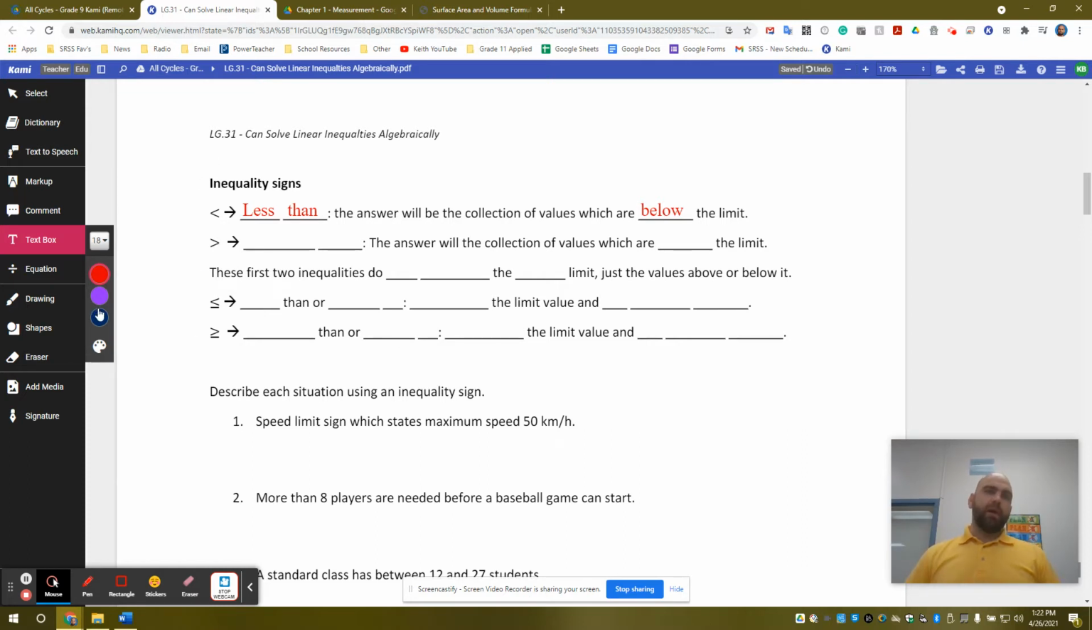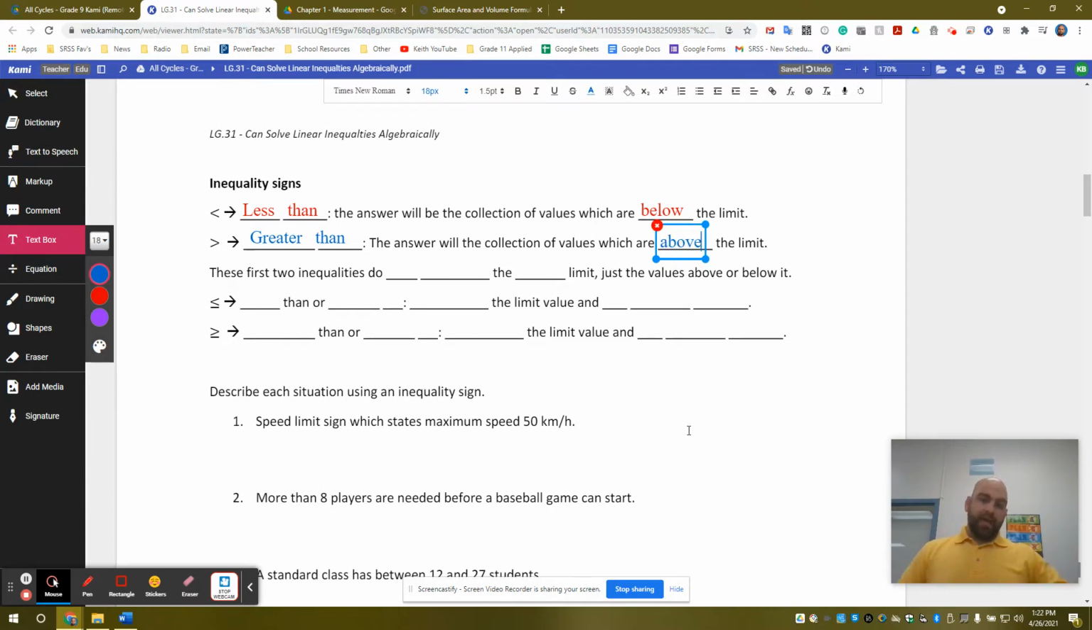The next one is the opposite way around. And if the first one's less than, you can probably guess what the second one's going to be. It's going to be the opposite. So this is greater than. So a greater than symbol. So in this case here, the answer again will be the collection of values which are above the limit. It'll be everything that's above the limit.